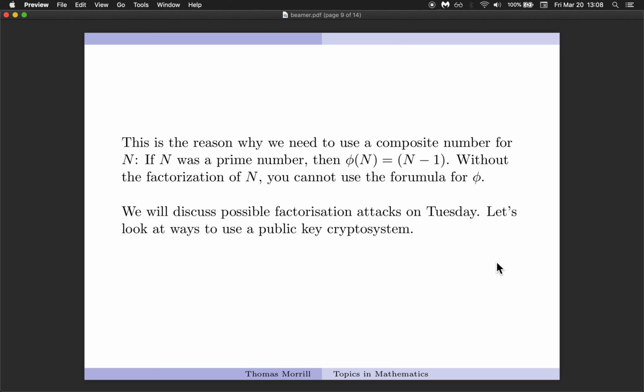This also tells me that I can't take prime numbers as my capital N. If my capital N was prime, then N take 1 is automatically phi of N. The formula is super simple there. So this is another reason why we use a composite integer N, to help obscure the phi of N function.